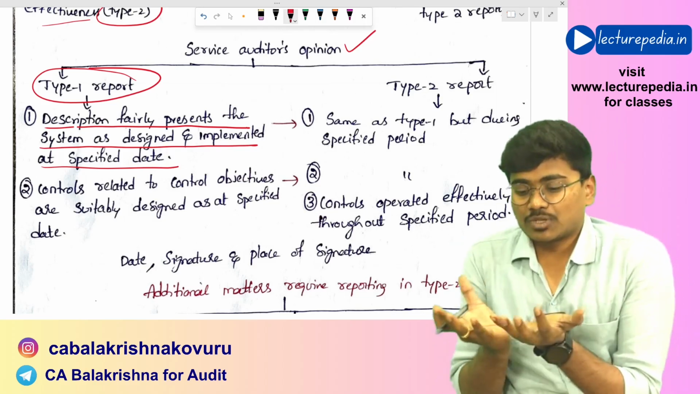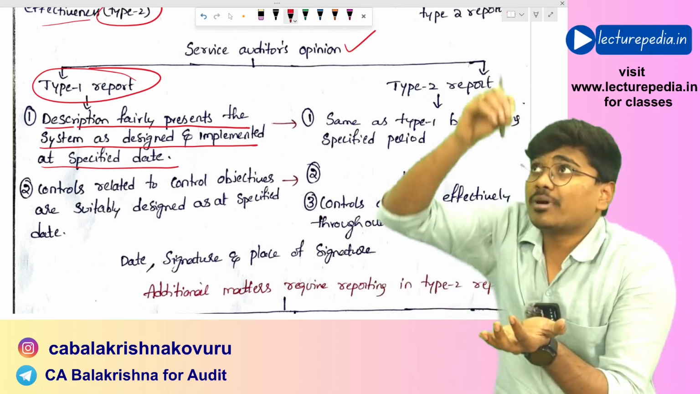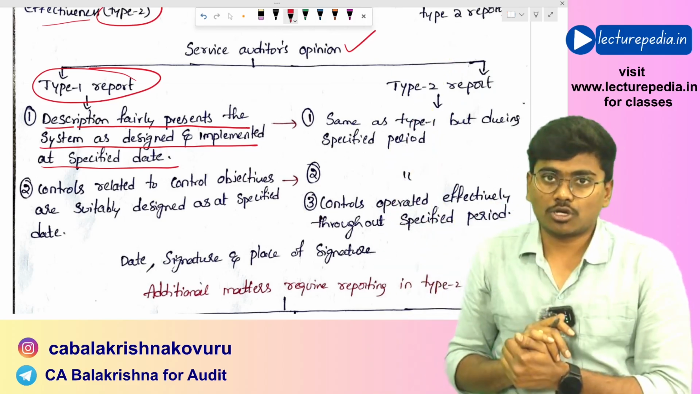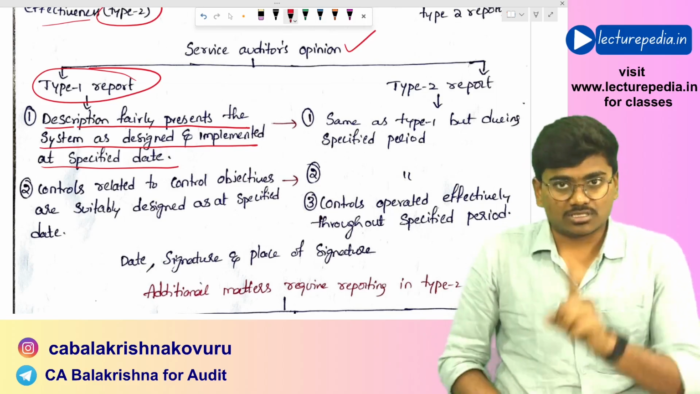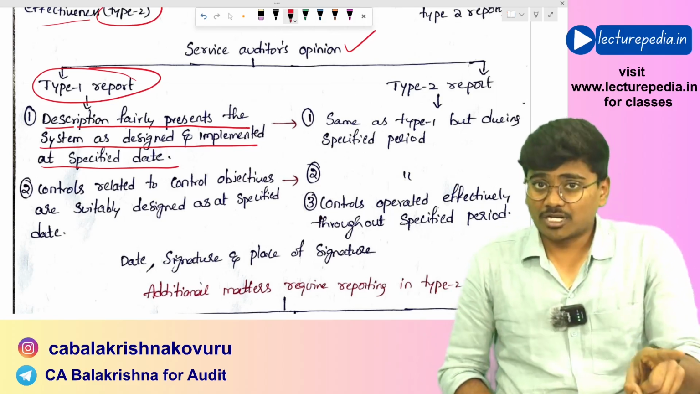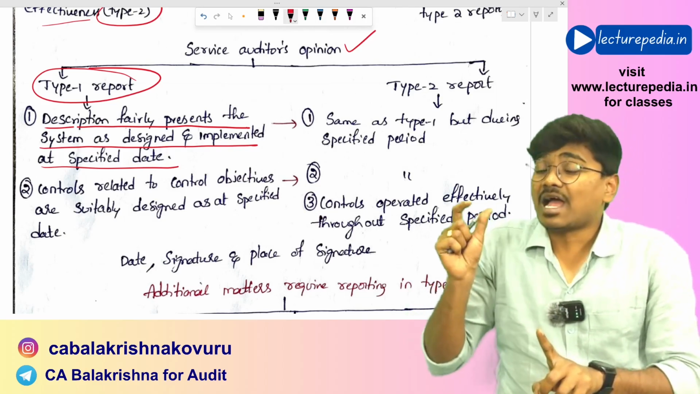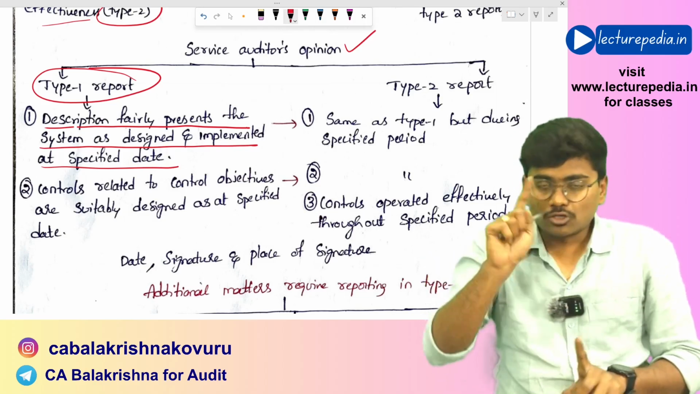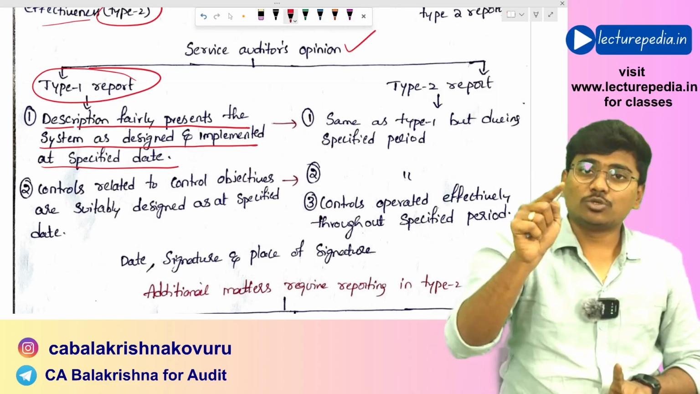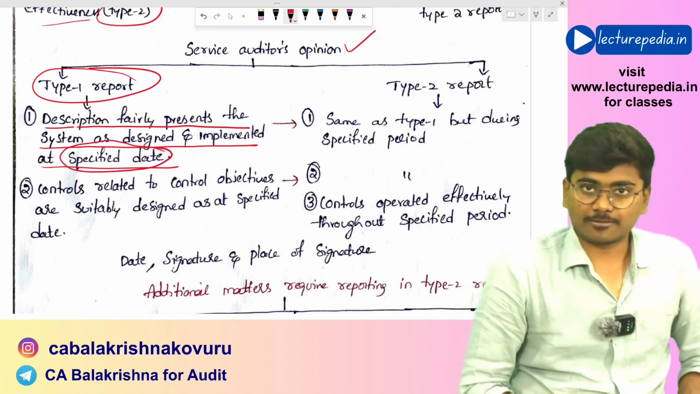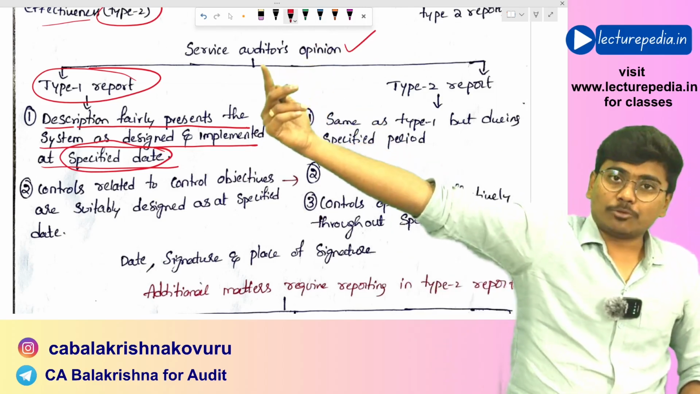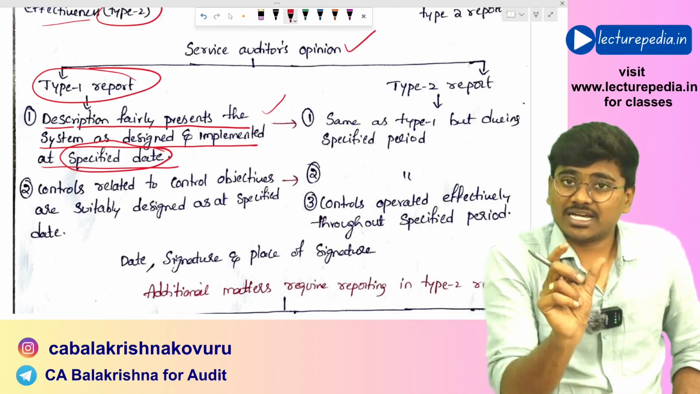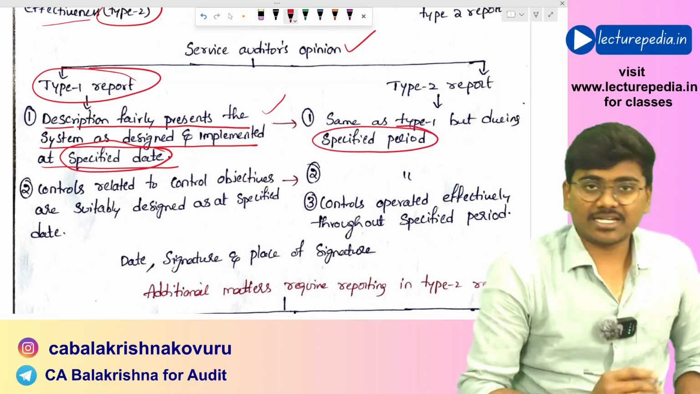Whether the actual system in the service organization has been properly described in the description of the system or not, whether it has been fairly presented or not, that you will check and provide your assurance. That is the first aspect that will be covered in the type 1 report. And this assurance will be as on a particular date. It will not be for a period. Hope that is clear. In case of a type 1 report, you will give assurance as on a specified date. Now, if it is a type 2 report, you will give the same assurance, but instead of as on a specified date, you will give it for a specified period.